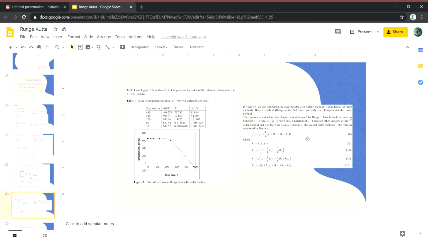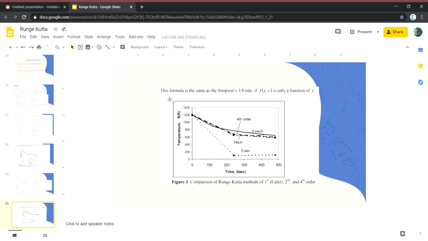The formula developed by Kutta is here, you can see the formula, where k1, k2, k3, and k4. So this formula is the same as Simpson's 3/8 rule if f(x, y) is only a function of x. So we can see figure 3 is the comparison of Runge-Kutta method of first order, Euler, second order, and fourth order.